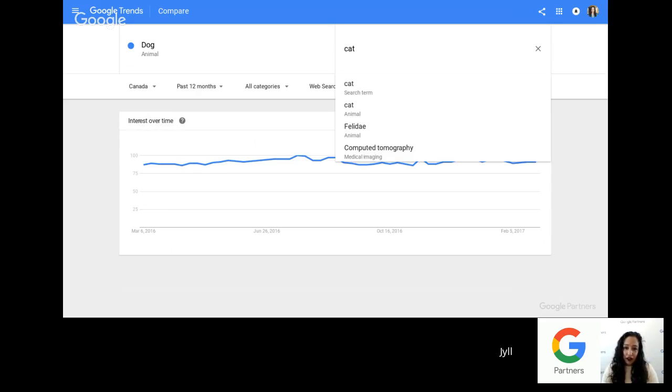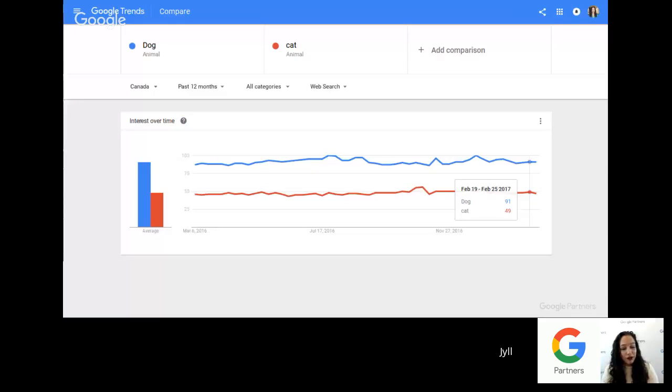So last chance to vote. Which do you think would be more popular, dogs or cats? I'm looking over here and we seem pretty unanimous on dogs. Well, you guys are a smart bunch because dogs are in fact more popular, almost twice as popular as cats in Canada. So what are we actually looking at here?